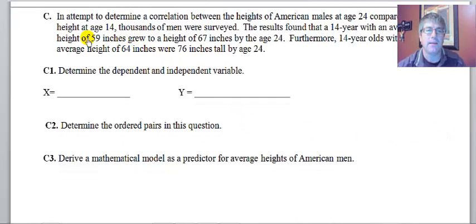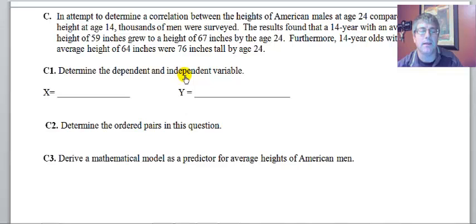Third problem. In an attempt to determine a correlation between the heights of American males at age 24 compared to their height at age 14, thousands of men were surveyed. The results found that a 14-year-old with an average height of 59 inches grew to a height of 67 inches by the age of 24. Furthermore, 14-year-olds with an average height of 64 inches were 76 inches tall by age 24.